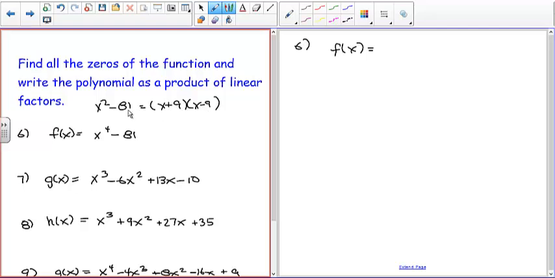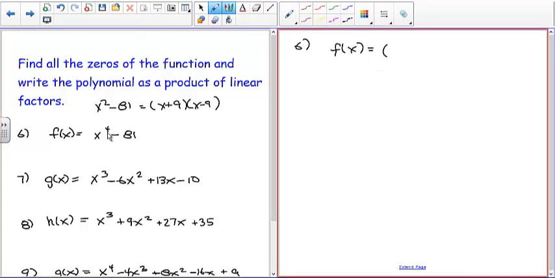And we know that 9 squared is 81. So the only difference is we have x to the fourth. So instead of having x here, we'd have x squared. So you'd have x squared plus 9, x squared minus 9.